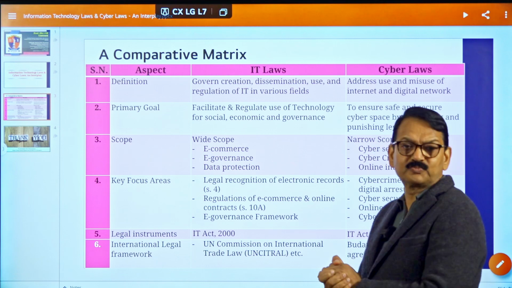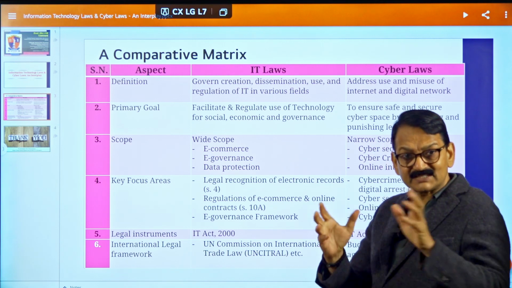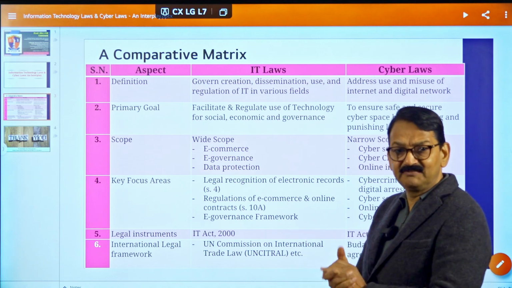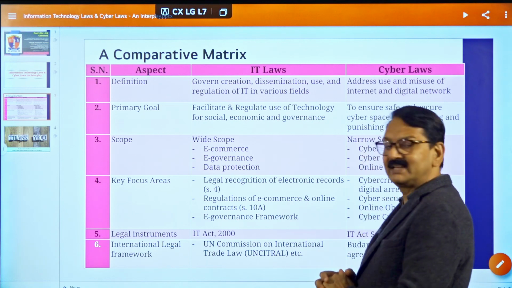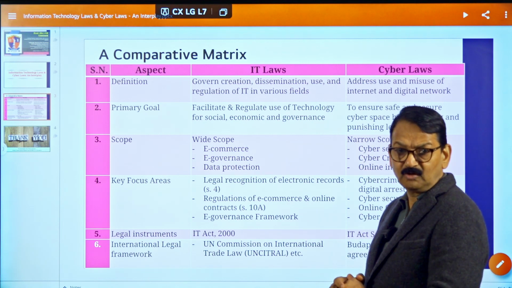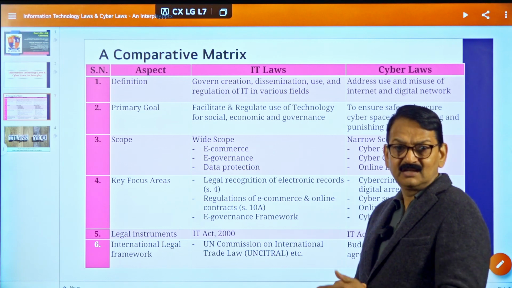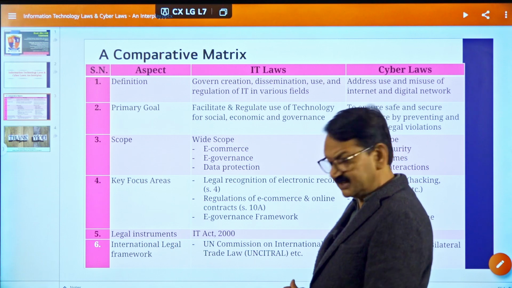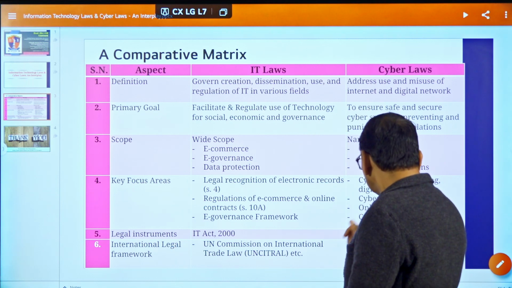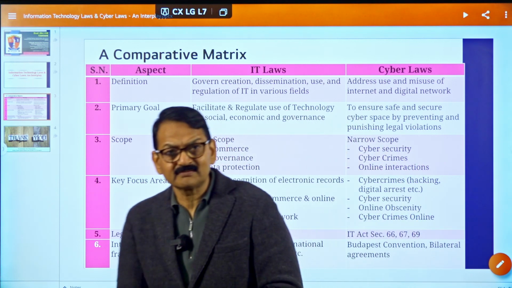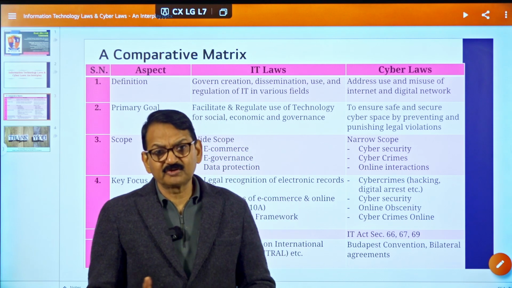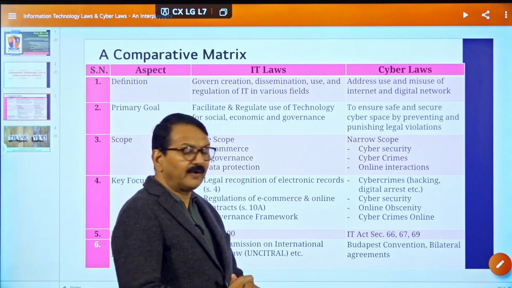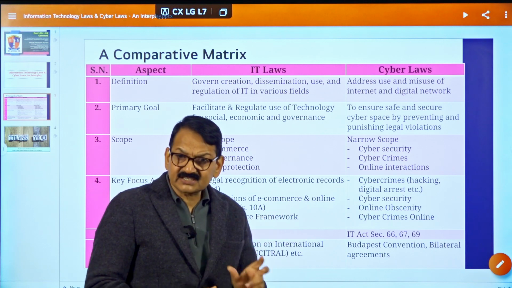Now the legal instrument by which we deal. As I mentioned, whether it is IT laws or cyber laws, the same act deals with them in India, and that is the IT Act 2000. Although there have been many amendments in the subsequent period over the last 20, 24, 25 years, the major section for cyber law, or you can say cyber security, cyber crime and things like that, major section of the IT Act is section 66.